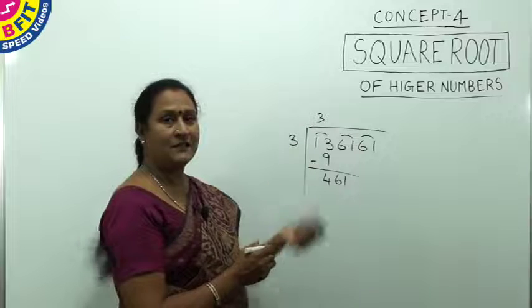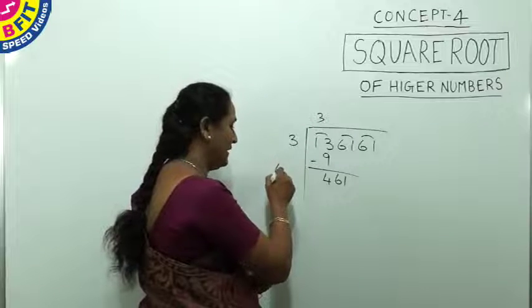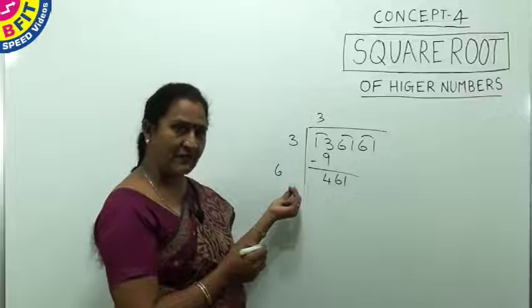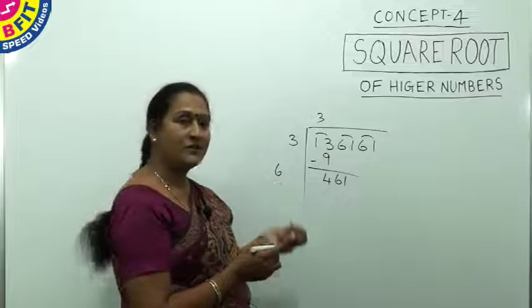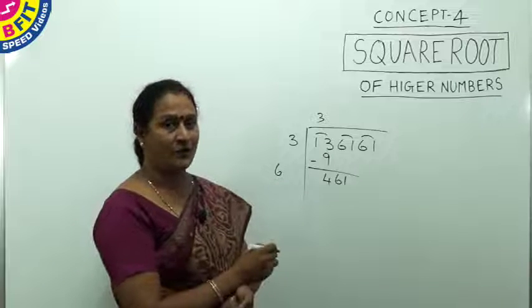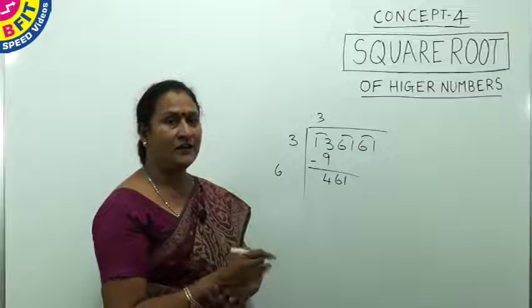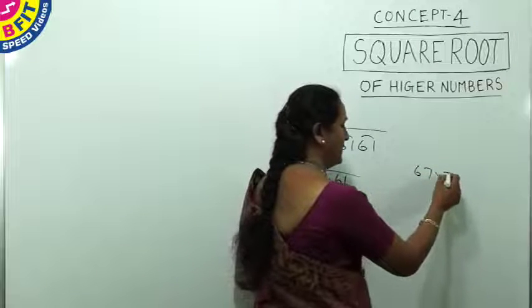Now double this 3. The second step of working is to double this 3, it is 6. And now we can choose a number. What has to be written here, as we have 46 and here 6? 6 into which number will give you a number nearing 46? It is 6 into 7, 42. So we'll check for 7.